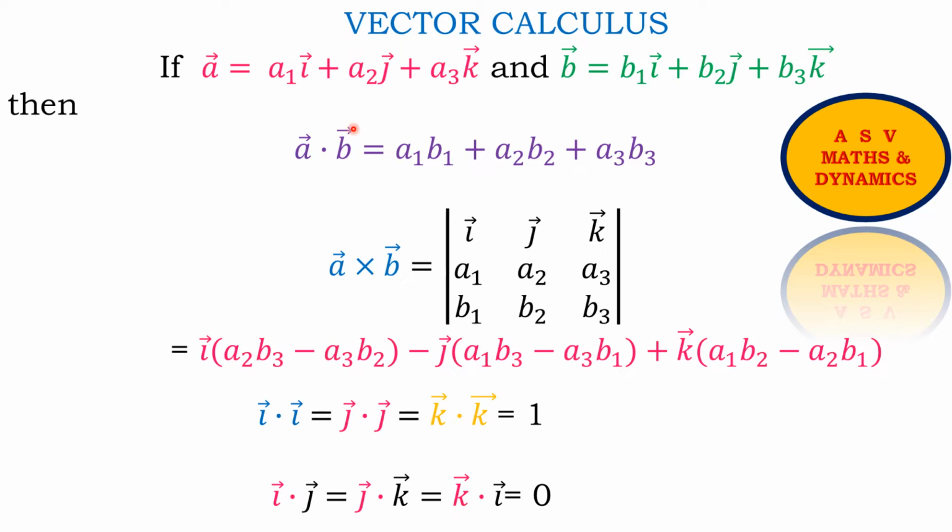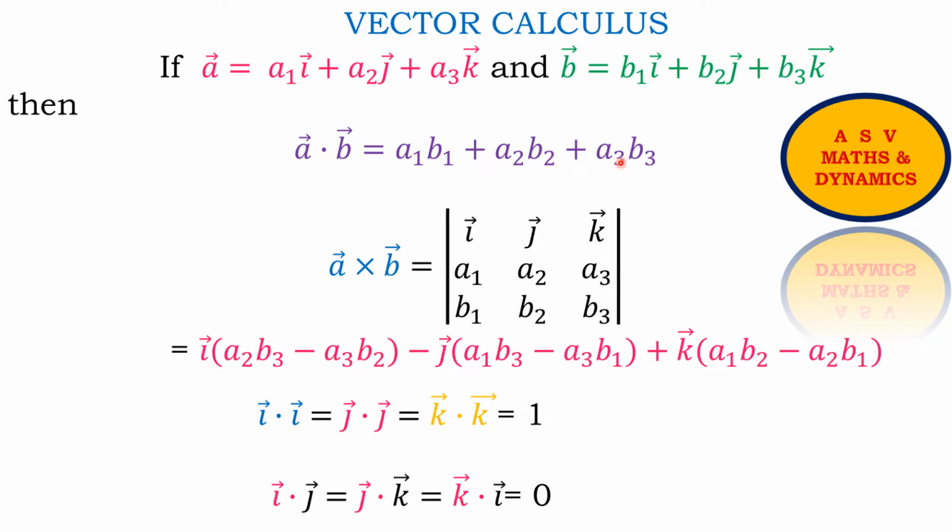For the dot product, you just have to take the dot product of the components: i with i, j with j, and k with k give values. The remaining combinations of i and j give zero. So this is the value of the A dot B vector. A1 b1, because i dot i is 1. A2 b2, because j dot j is 1. And a3 b3, because k dot k is equal to 1.